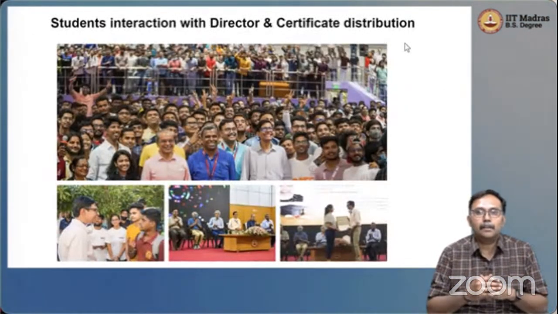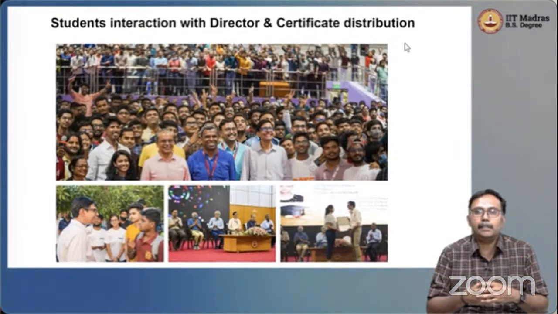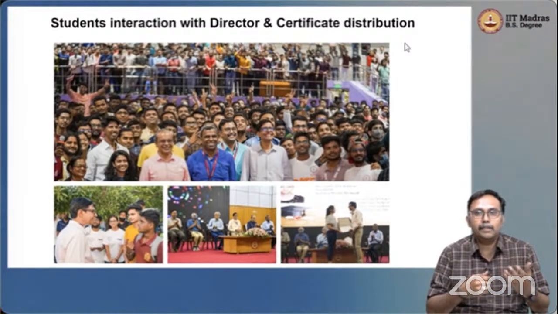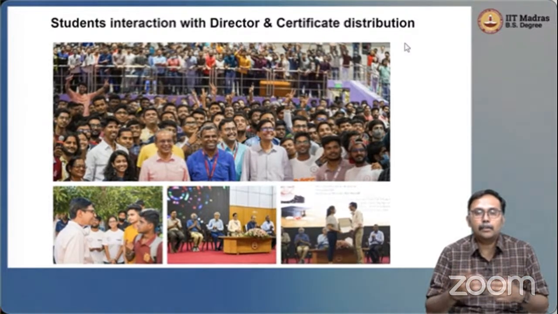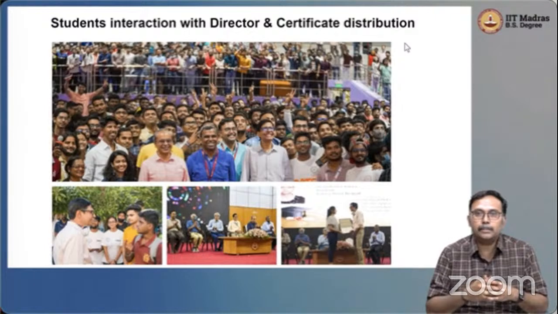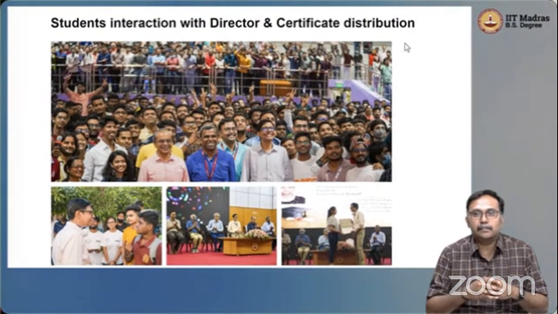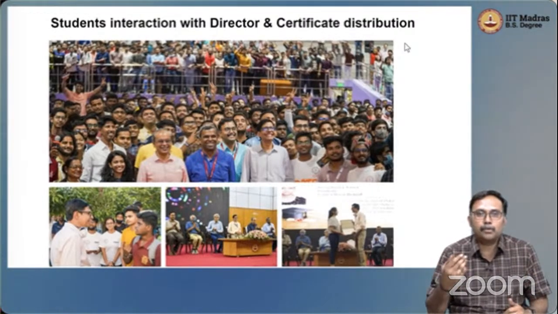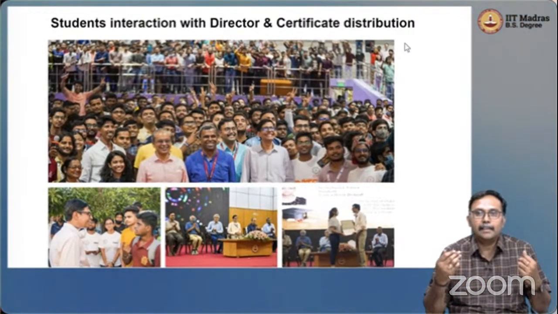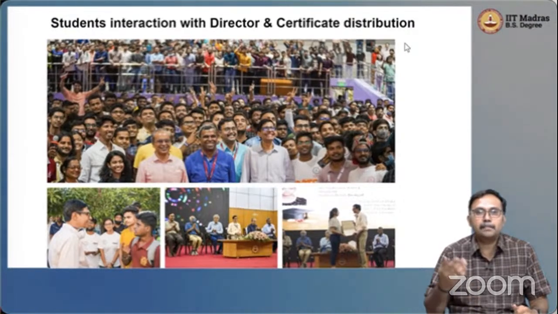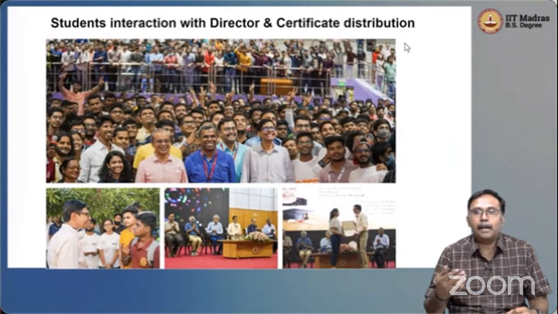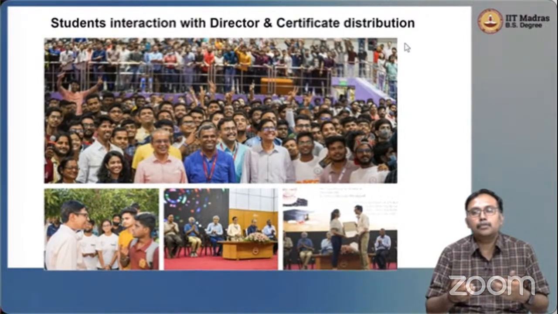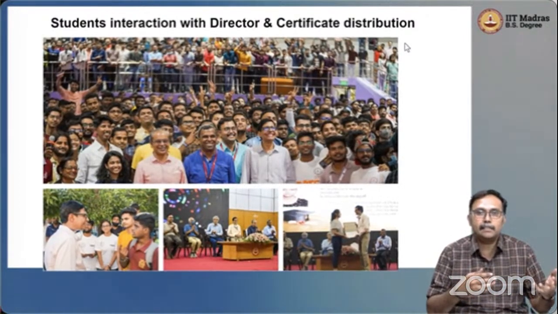Here are some amazing pictures which were taken during the Paradox event. The image which you see here with the director and coordinators and the dean academic courses is during the first Paradox, where we had more than 2,500 students who participated and enjoyed the campus, stayed here and actually took part in various events.